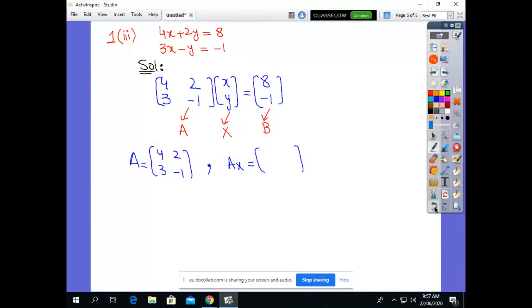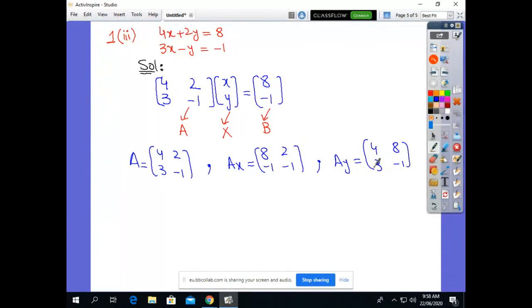Here we write its elements, which are 8 and negative 1, and instead of the other two elements, we write the same elements of matrix A, which are 2 and negative 1. Similarly, we write AY. Matrix AY is, instead of the y column, we write matrix B, which is 8 and negative 1, and the other elements are the same as matrix A, which are 4 and 3.